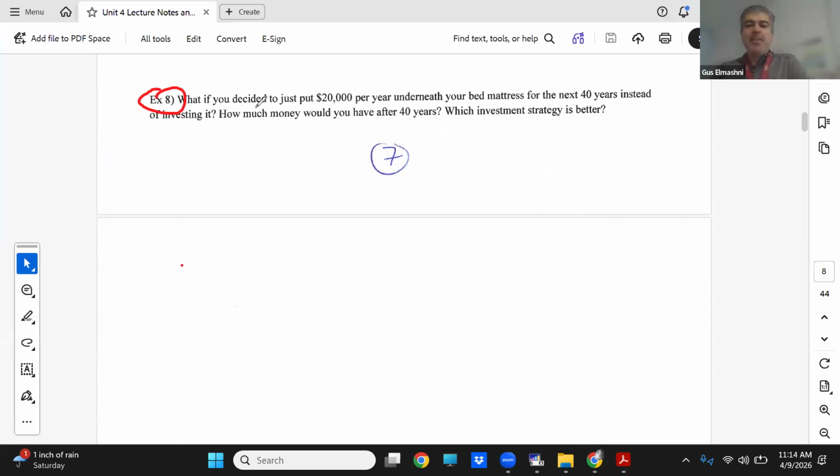All right, example 8. Now, this is very simple. What if you just took 20,000 and put it underneath your sofa cushions or your mattress, or put it in the closet, put it in a safe, like you're a drug dealer? I don't know. 20,000 times 40 is only $800,000.